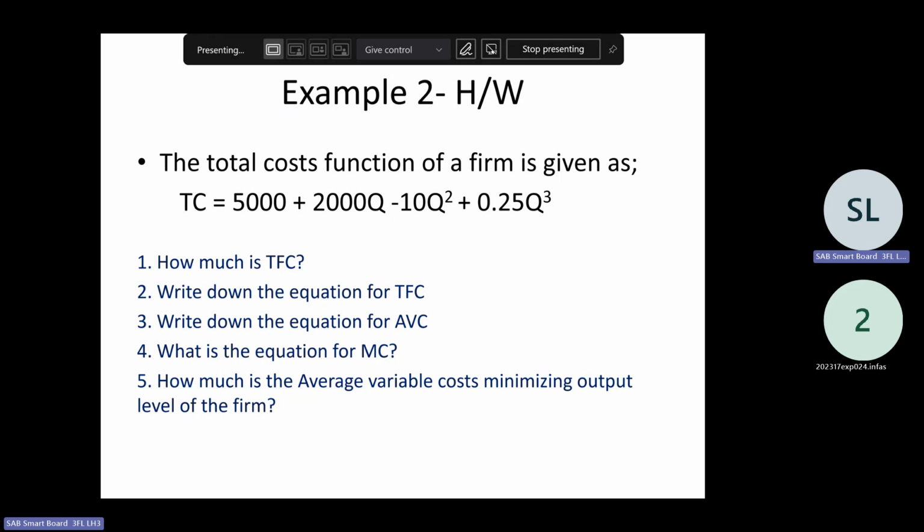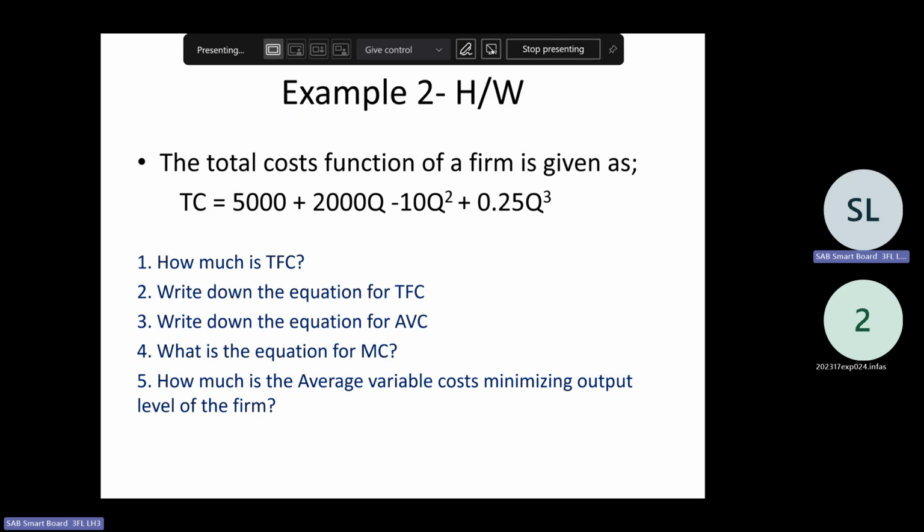How much is the total fixed cost? Now, the total cost function is given. We know that total cost is total fixed cost plus total variable cost. Combining those two, we get the total cost. How much is the total fixed cost? It's 5,000, the part that does not relate to our output. The variable cost is this part: 2,000Q minus 10Q squared plus 0.25Q cubed. That is the variable cost.